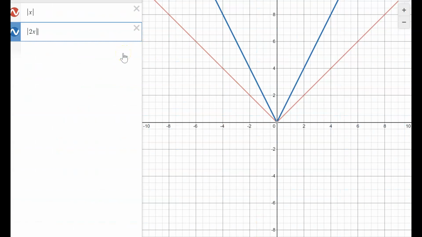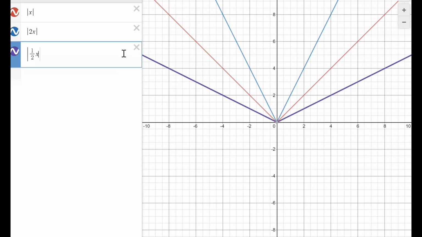Versus what happens if I do the absolute value of 1/2 x? What did this one do? Did it stretch towards, okay? And so again, what is the reciprocal of 1/2? It's 2. So when I come over here and I see initially x is equal to 2, and then I multiply x by 2, that's going to take it to 4. I'm sorry, I'm looking at the wrong one.